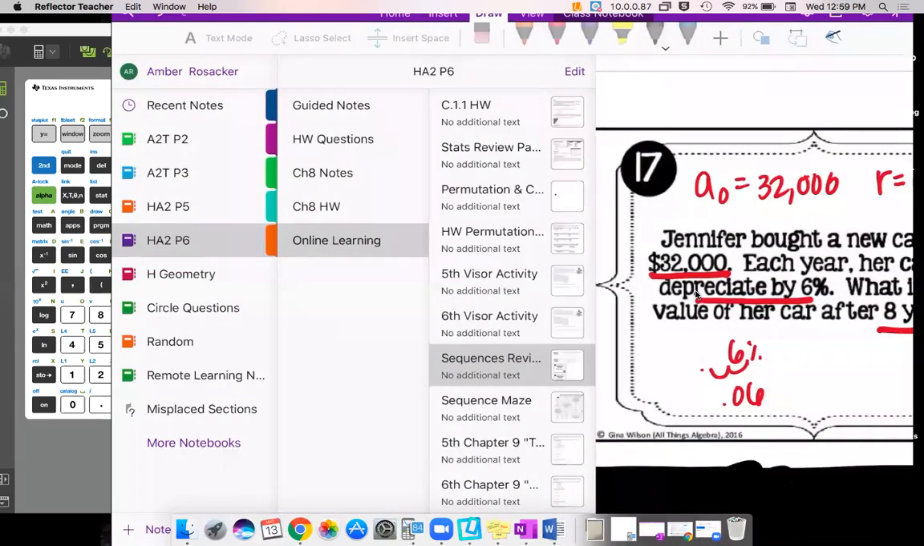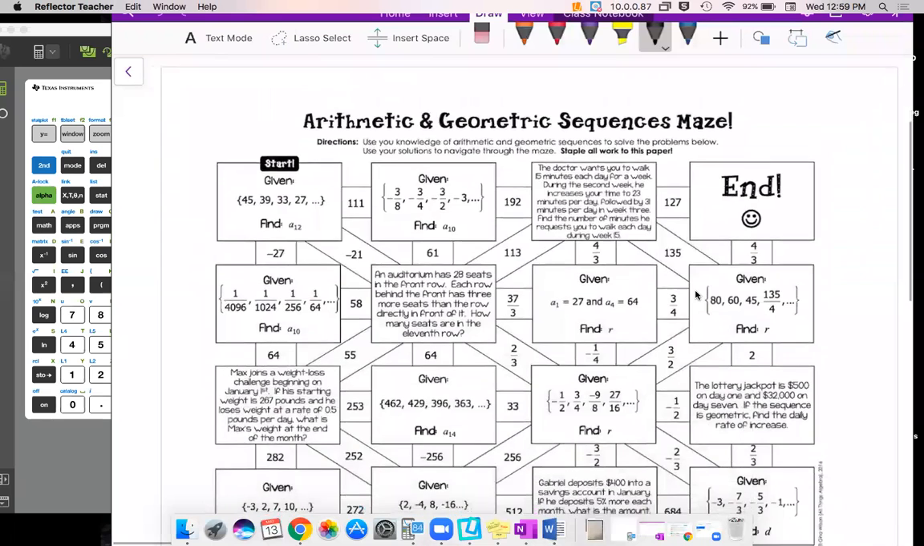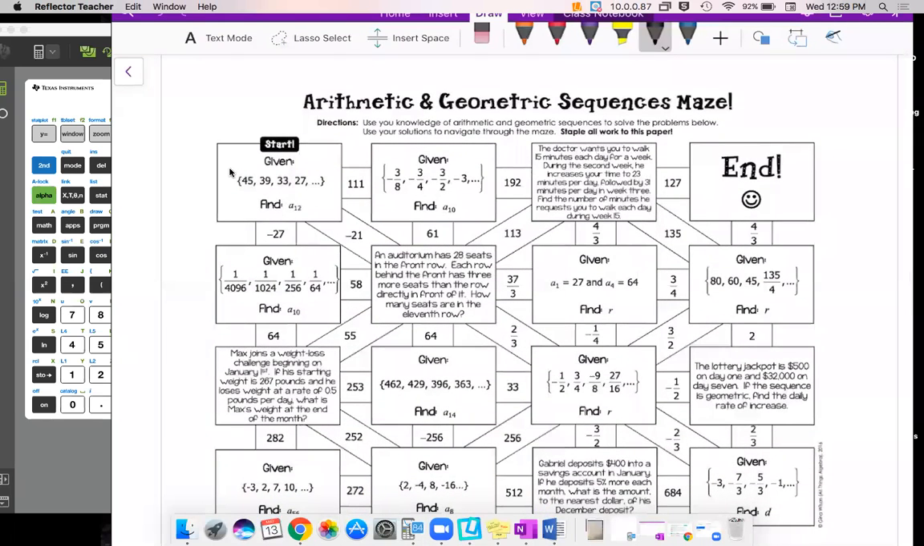Okay, so then what you're going to do is go do this maze, and you're going to start in this start box right here, and you're going to solve this. You're going to find the 12th term, and it's either going to lead you in one of these 3 directions. So let's say it leads you here, then you're going to solve this one and figure out what direction it sends you in. And whenever you get to this end one, you stop. Then when you're done, you're just going to upload a picture of all of your work and a picture of this maze showing me the route that you took. And then you're done with this assignment.